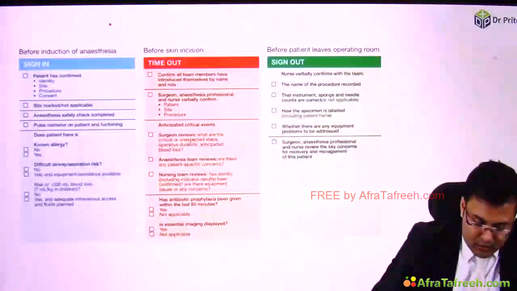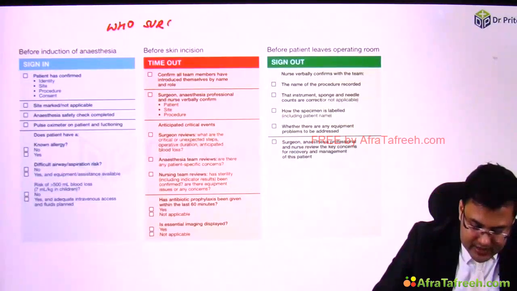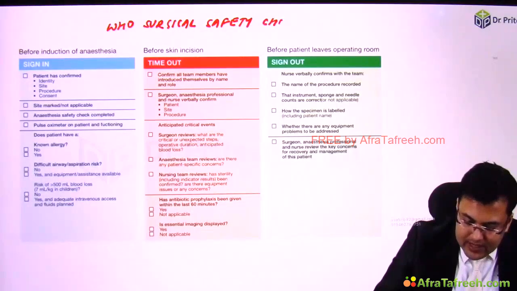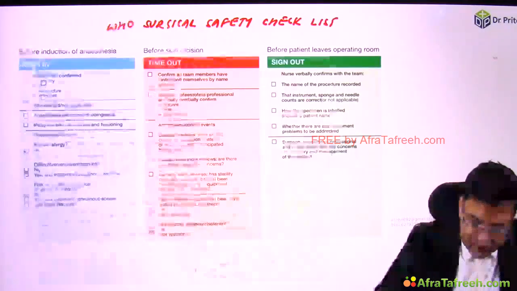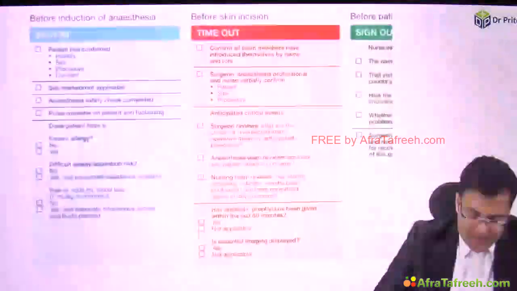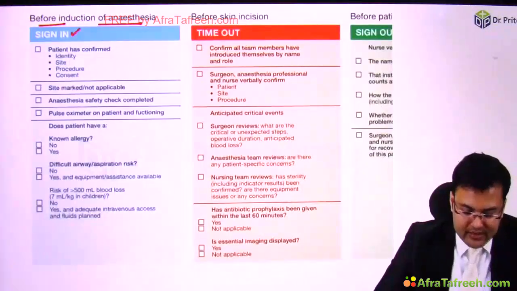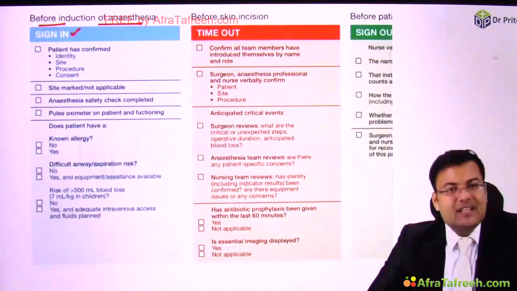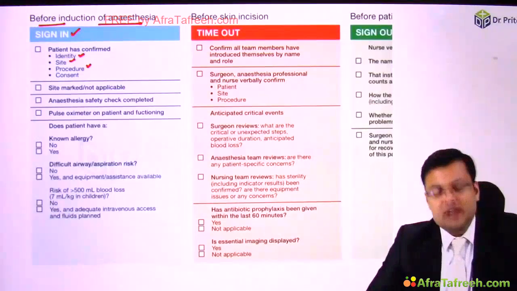Now see, this is the WHO surgical safety checklist. Clear? So now can you see, first, before induction of anesthesia, there is sign in. Before skin incision, time out, and before patient leaves operating room, there is sign out. 3 components are there. We are going to discuss in detail one by one. Before induction of anesthesia, in sign in, we have to confirm the patient identity, what is the site, what is the procedure, and whether consent has been taken or not. All these things should be checked.